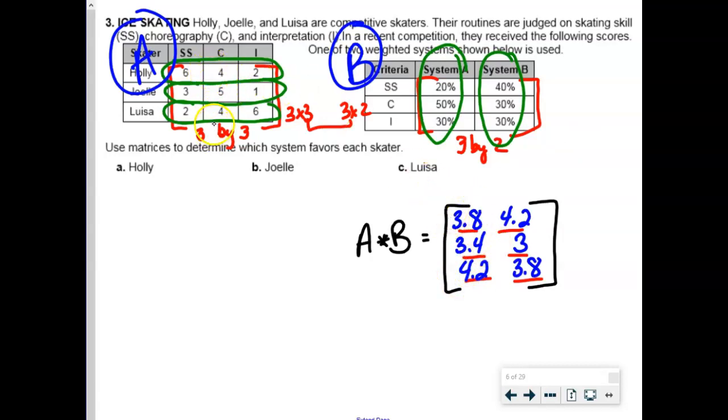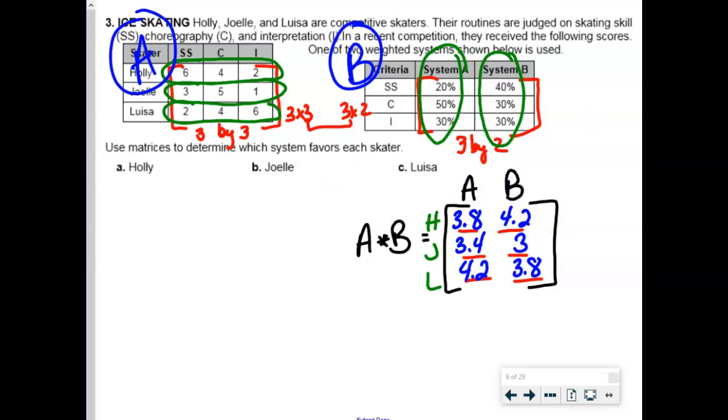We took the rows from the first matrix, so that means the rows of the resulting matrix represent those rows. So this is Holly, and this is Joelle, and this is Louisa. And then the columns of the resulting matrix were taken from the columns of the second matrix. So this is system A, and this is system B.